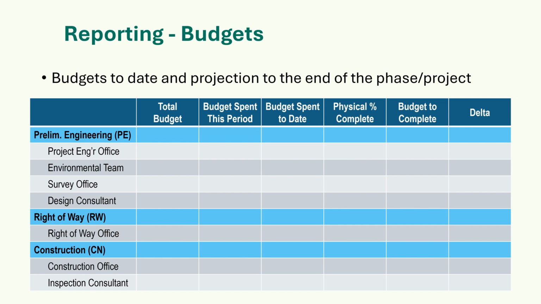Report what is your total budget for each. How much you spent on each this reporting period. How much total you have spent on each. Your estimate of physical percent complete, or as estimated by the specialty groups and consultants. How much budget you need to complete the scope for each of these. Finally, do you project a positive budget remaining when complete, or a negative balance that will need to be dealt with?